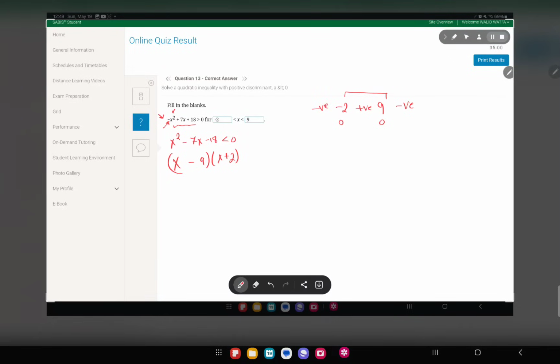Okay, let's see here. They want greater than 0. So when is it positive? It's positive in between negative 2 and 9. That's it.